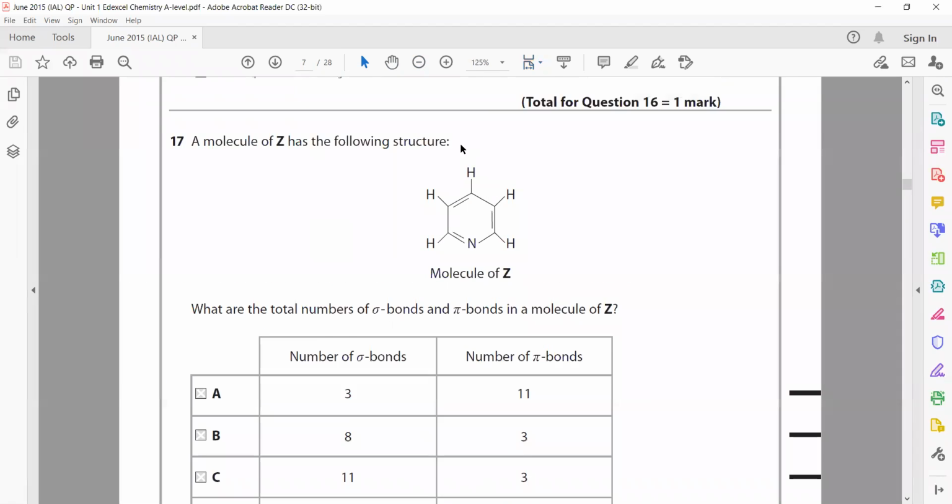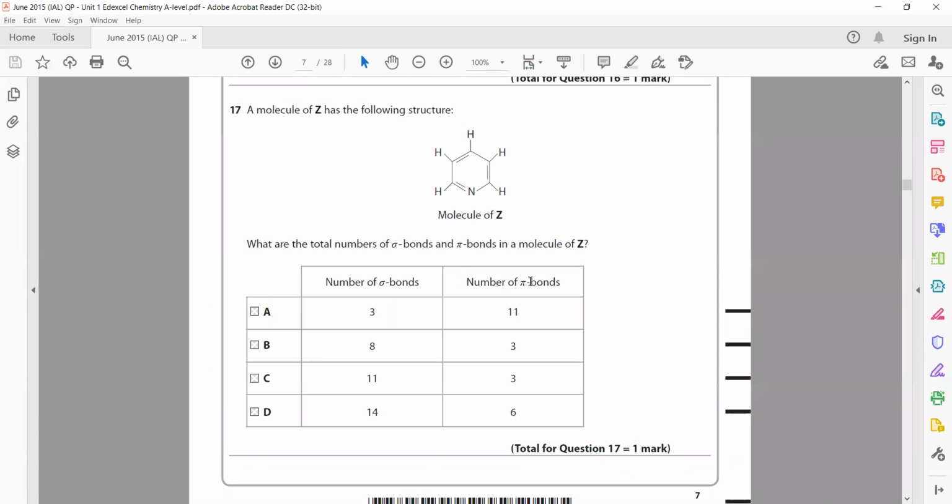Question 17. A molecule Z has the following structure. What is the total number of sigma and pi bonds? All single bonds are sigma: 1, 2, 3, 4, 5, 6, 7, 8, 9, 10, 11. And how many pi bonds are there? 1, 2, and 3 pi bonds. So 11 sigma and 3 pi bonds. C is the right answer.